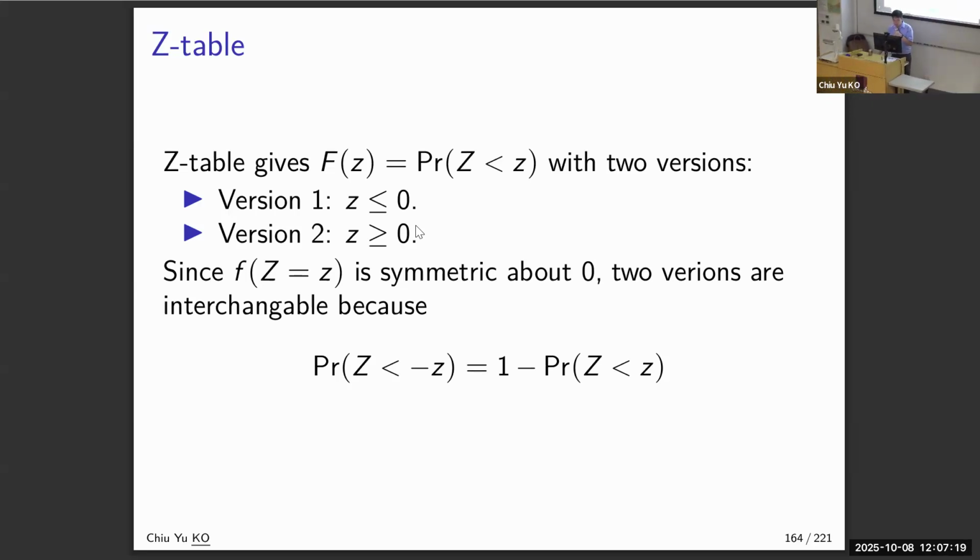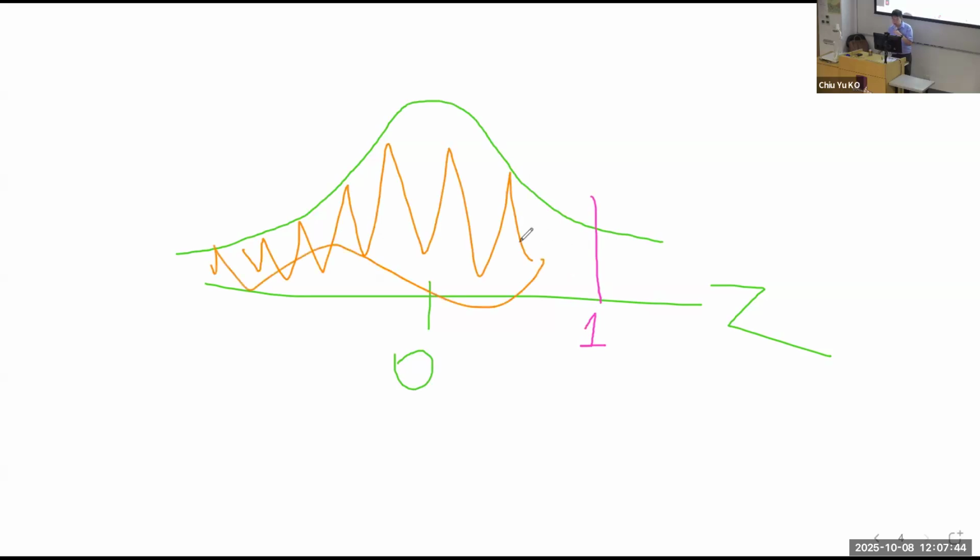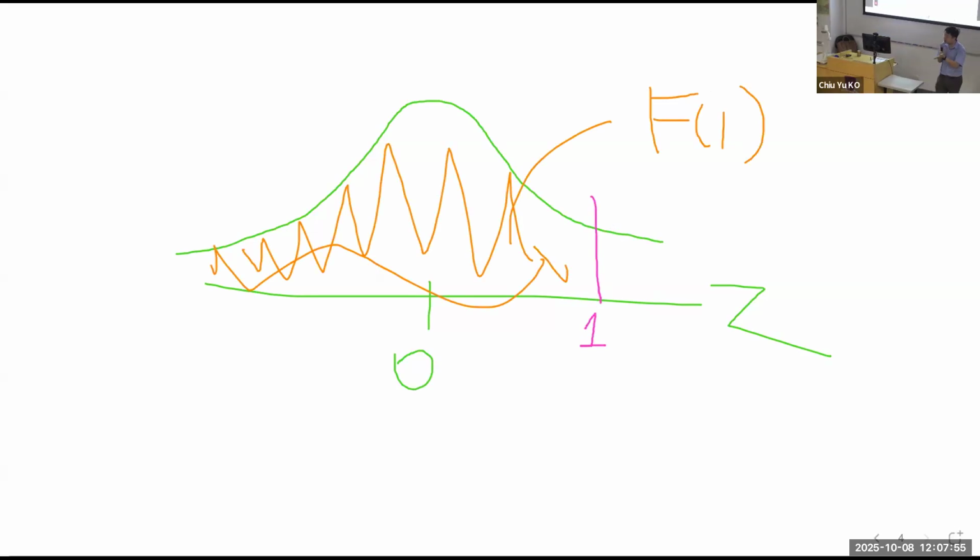Why don't you need the two? The reason is the following. I have Z here, 0 is here. Suppose I only have the negative values. How can I get the positive value? Suppose I have 1, and I want to find this area. This area will be F of 1. If I have the positive table, then I'm done. But if I only have the negative table, F of a negative number, how can we do that?